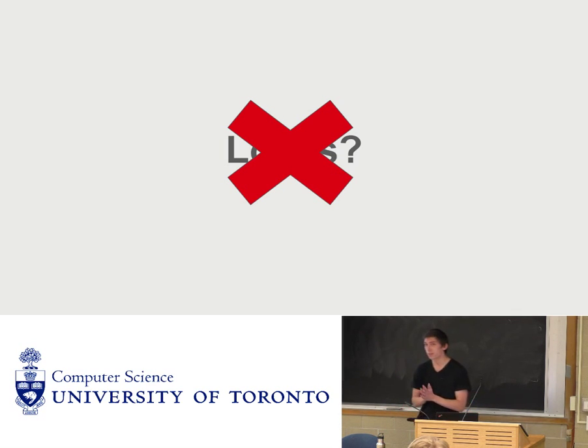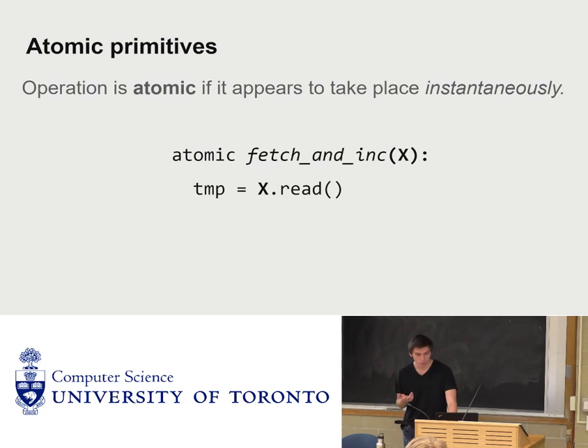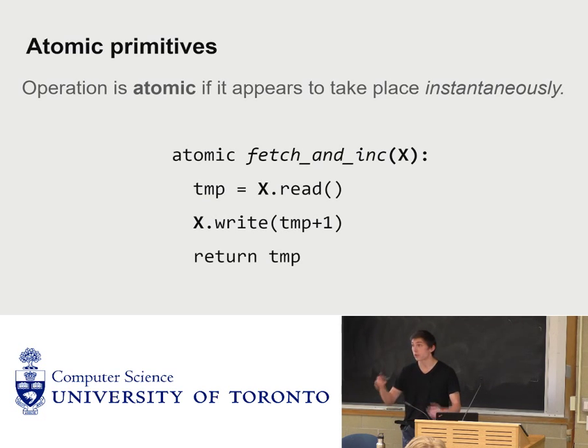Luckily for us, most CPUs have a handful of what are called atomic instructions, which are more expensive, but they perform what normally would be several instructions, apparently instantaneously. So an atomic instruction appears to take place instantaneously to all the other processes. An example might be fetch and increment, which just increments the variable x and also returns its old value.